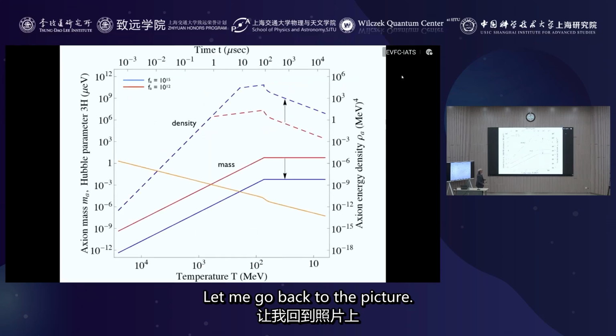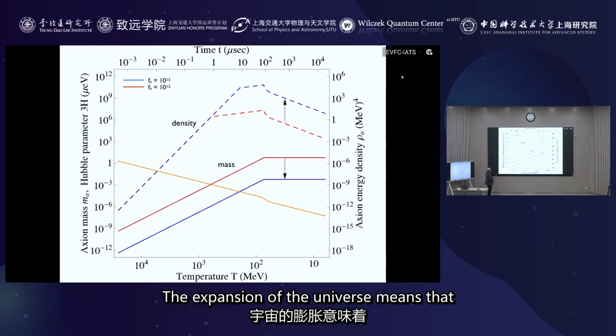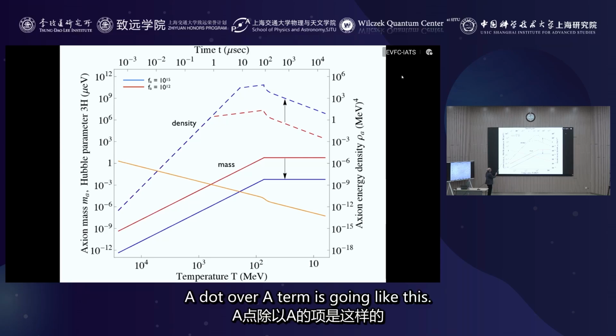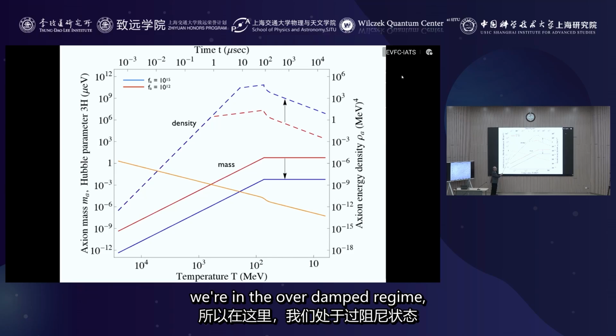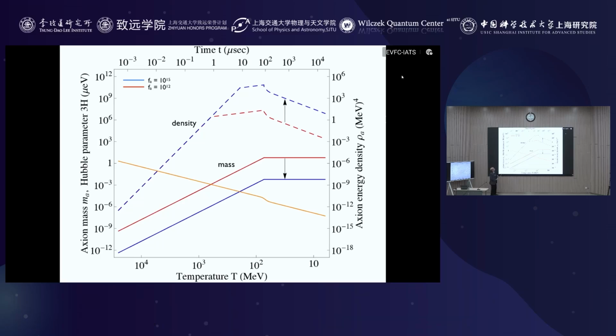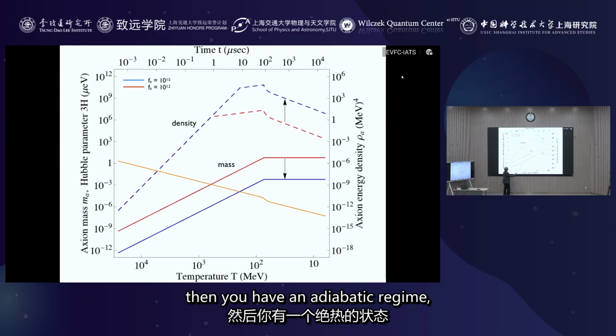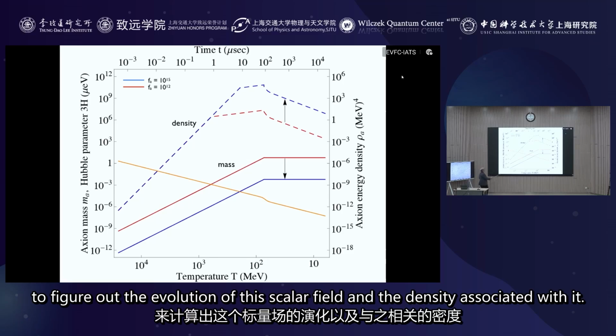Let me go back to the picture here. So we talked about the mass, how it develops. The expansion of the universe means that the A dot over A term is going like this. The rate of expansion of the universe is going down as a function of time. It was expanding faster earlier on. And so you see that these lines, so here we're in the overdamped regime where the A dot over A, that effective viscosity, is dominating the mass, which wants the field to oscillate. But then eventually they cross. Then you have an adiabatic regime until finally the mass levels out. So there are 3 different regimes we have to join in to figure out the evolution of this scalar field and the density associated with it.